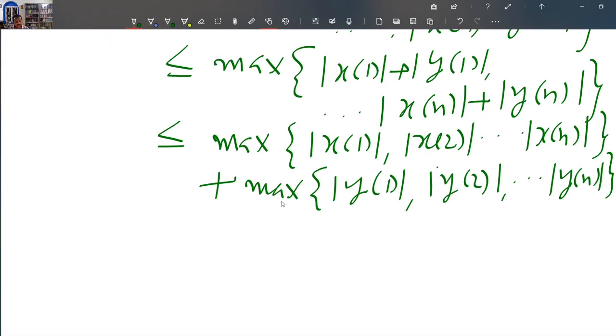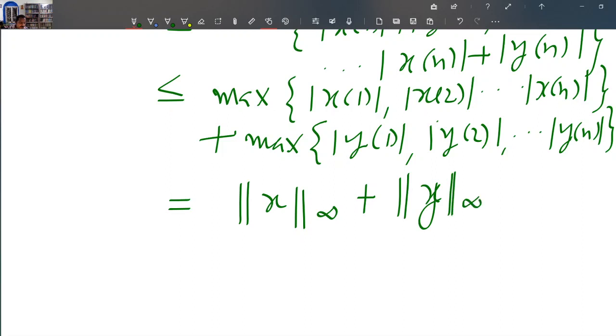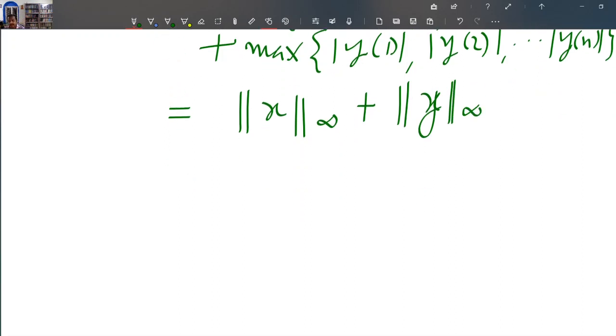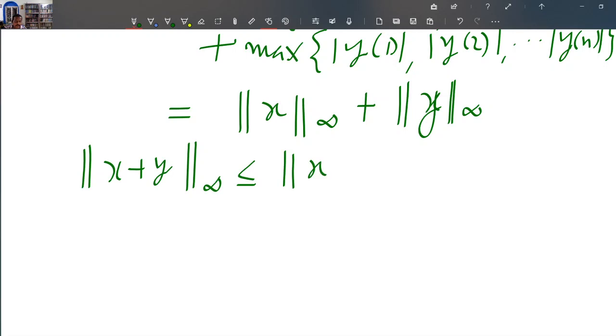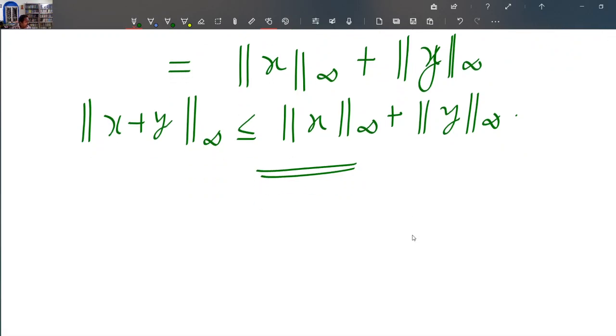And this will imply that the first quantity is the supremum norm of x, and the second one is the supremum norm of y. So what you're getting is the supremum norm of x plus y is less than or equal to the supremum norm of x plus the supremum norm of y. So we have proved the triangle inequality.